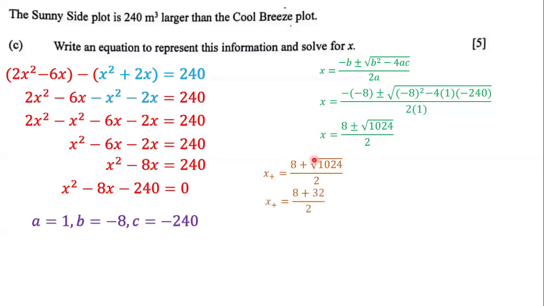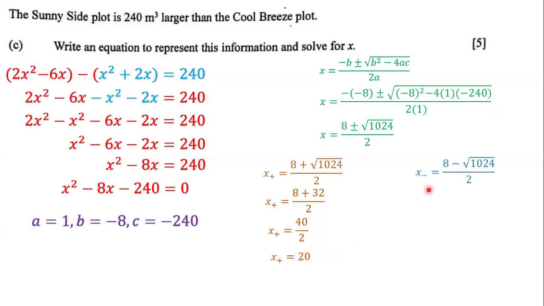And so when we take the square root of 1024, we get 32. So we have 8 plus 32, and we divide that by 2. And 8 plus 32 is 40. So we have 40 divided by 2, and 40 divided by 2 is 20. So X positive is equal to 20.